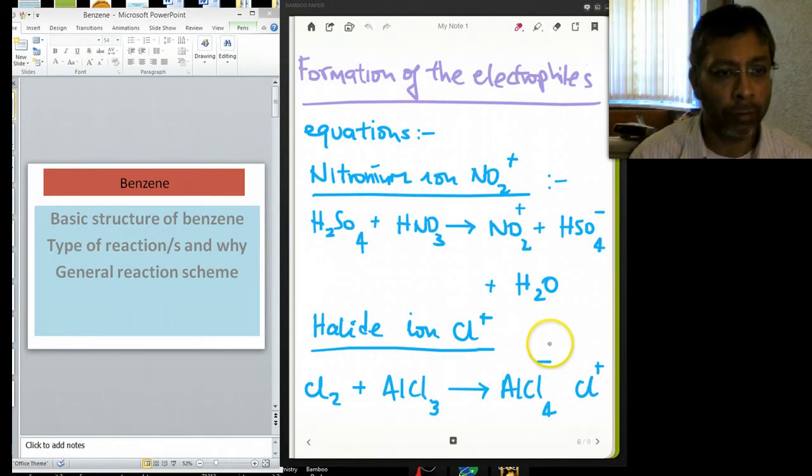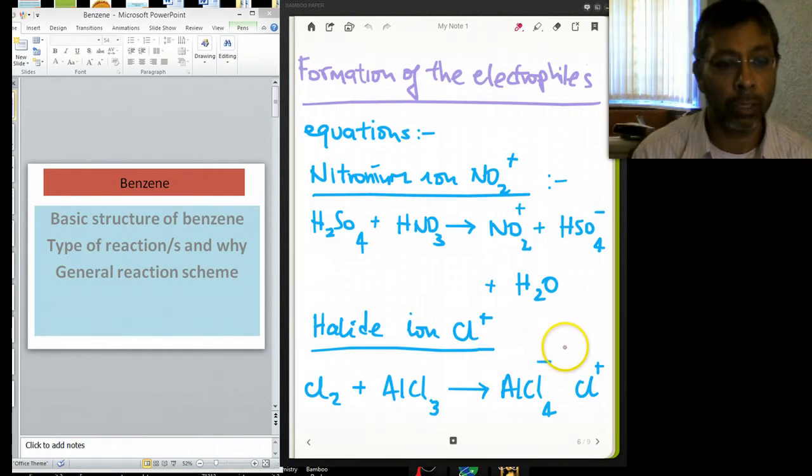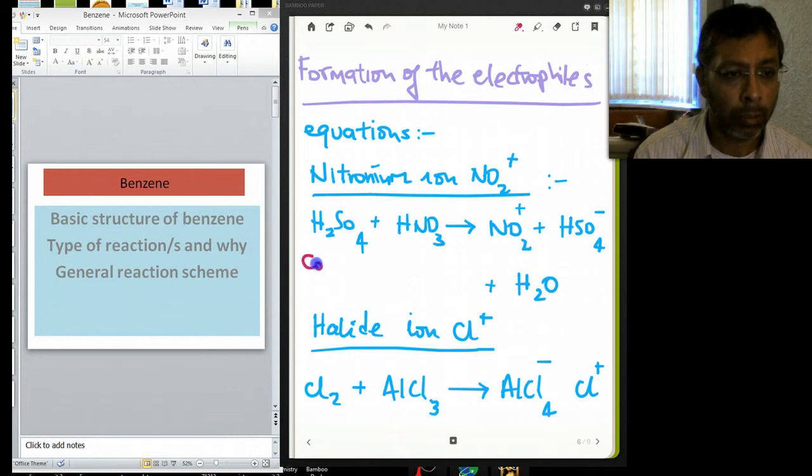Let's look at the formation of a couple of these ions. We need to know the equation for the formation of the electrophiles. First of all, the formation of the nitronium ion: concentrated sulfuric and concentrated nitric acid react together to make your electrophile, plus you get this HSO4 minus ion and water, and this then goes on to attack the benzene ring.